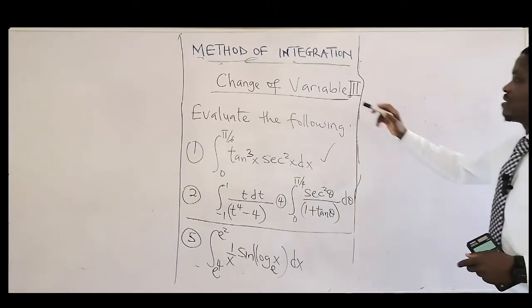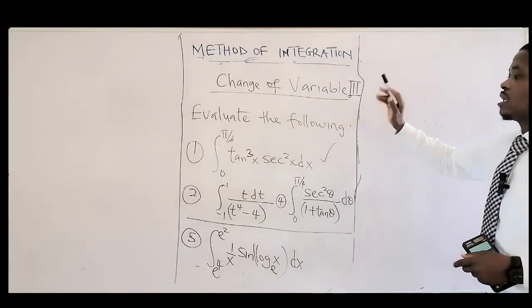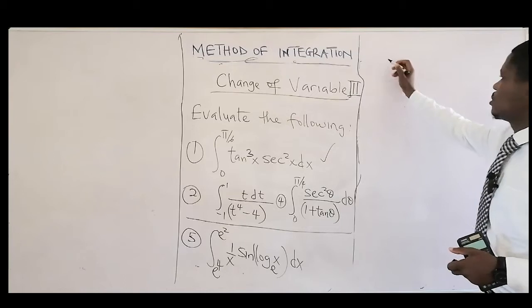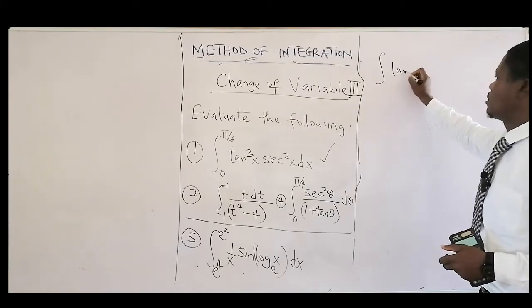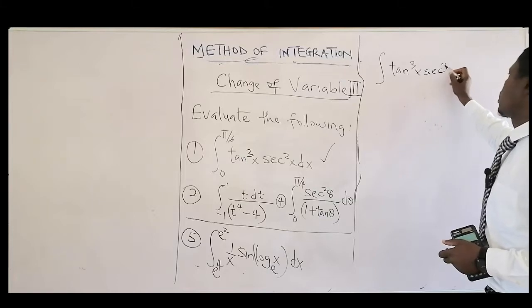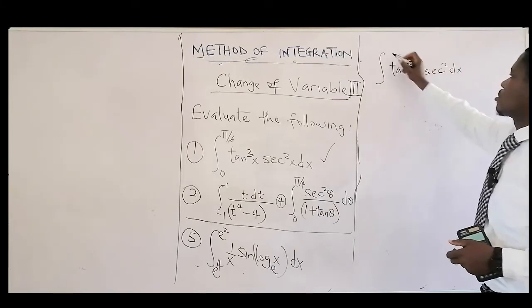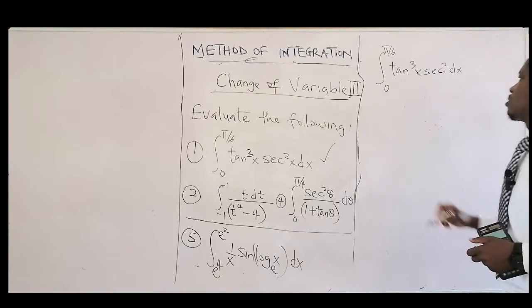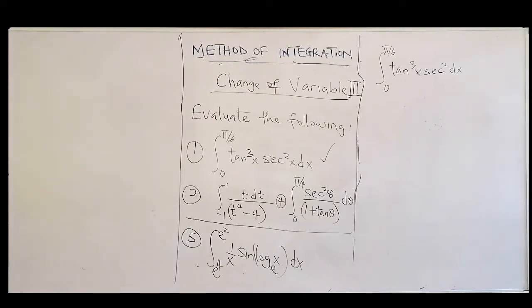Welcome back. This is change of variable part 3, and we have the following question. Question one: the integral of tan cubed x sec squared x dx, with upper boundary pi over 6 and lower boundary 0. Which one are we going to take for our substitution to change the variable?